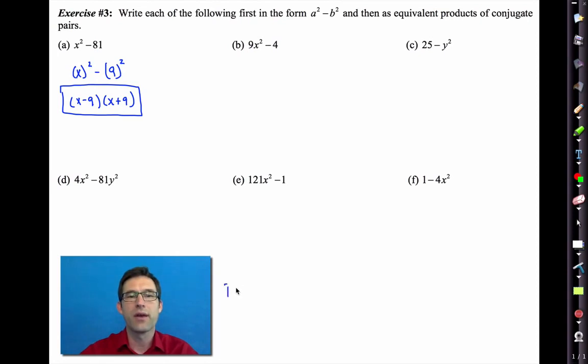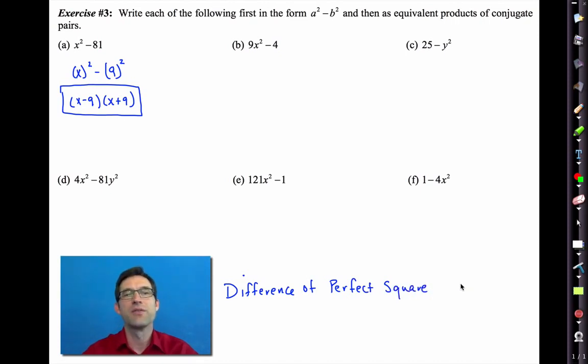In factoring terms, this is called factoring the difference of perfect squares. Let me write that down right here. The difference of perfect squares. The technical name is factoring binomials based on conjugate pairs. But it's the difference of perfect squares. Difference meaning that it's a subtraction. Perfect squares meaning that both of these must be perfect squares, meaning that they must be written as something squared minus something squared.